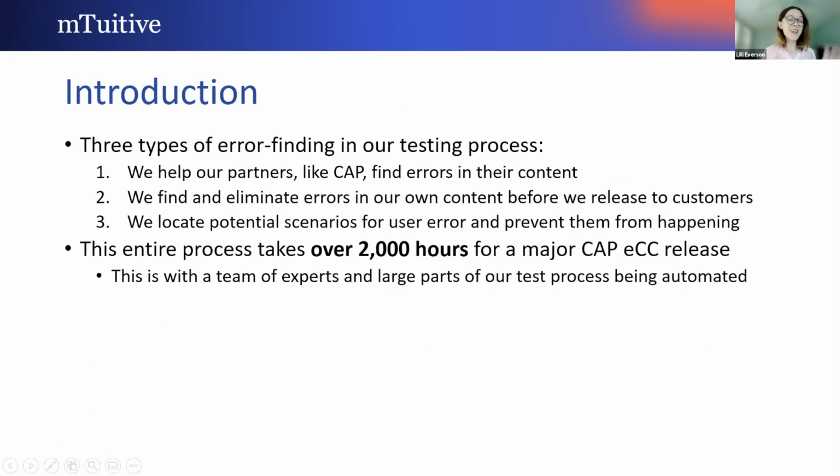So there are three main categories of error finding in our testing process. First, we help our partners like the CAP find any errors in their content. Secondly, we find and eliminate errors in our own content before we release it to customers. And third, we locate potential scenarios for user error and prevent them from ever happening in the first place. So this entire process ends up taking, for a major CAP eCC release, over 2,000 hours. And this is with a team of experts who does this year after year, and large parts of our test process now being automated, which I will also show you.